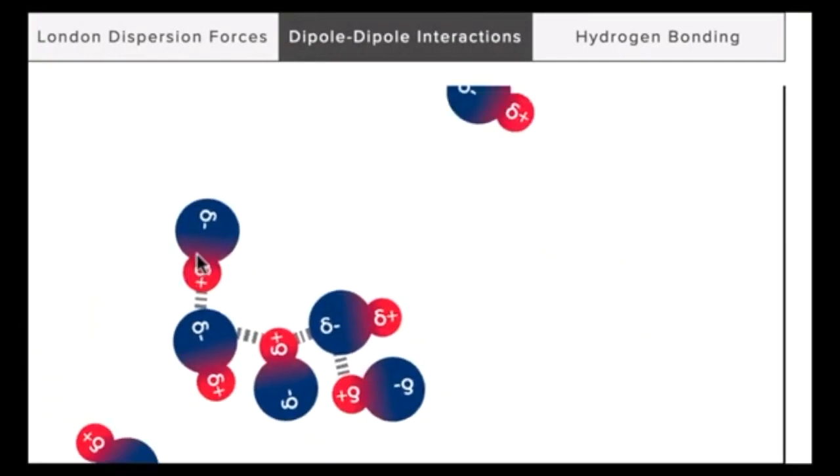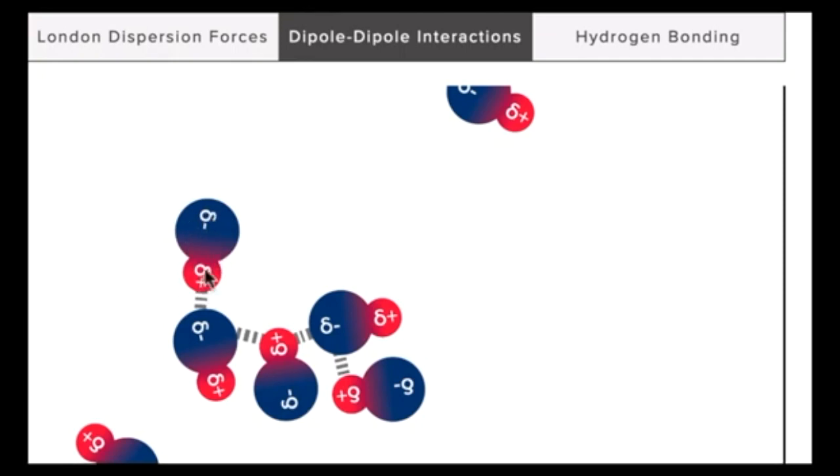All right, so these have permanent partial positive and partial negative charges. So let's say, for example, this was HCl. So this is the hydrogen here. This is the chlorine atom here. They are not sharing their electrons equally. The chlorine is hogging it because it's more electronegative, causing it to have a partial negative charge and the hydrogen to have a partial positive.